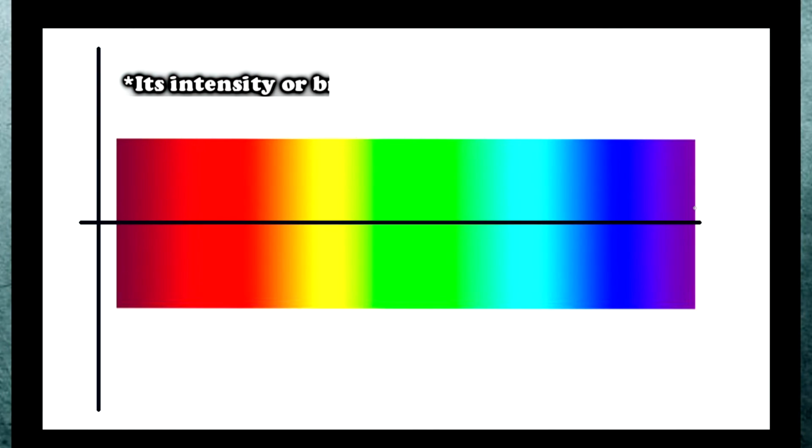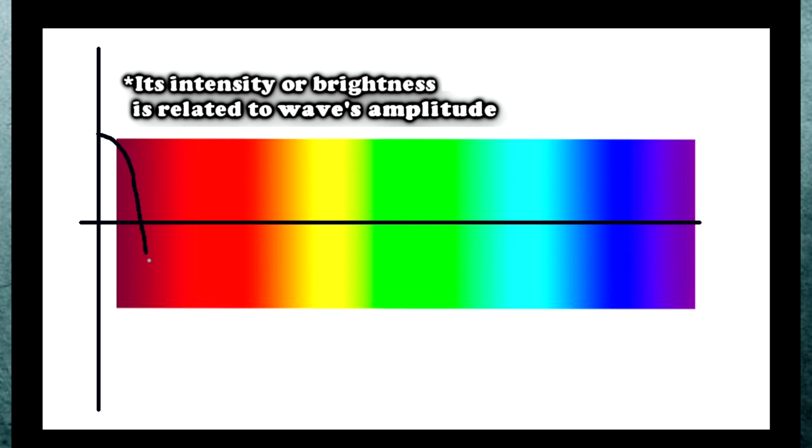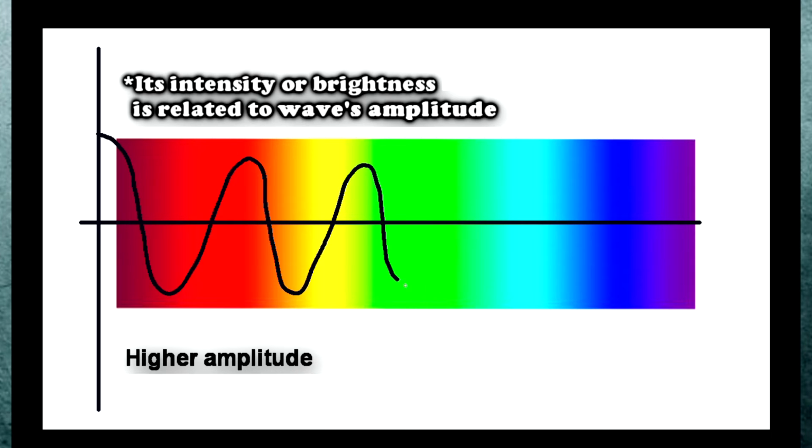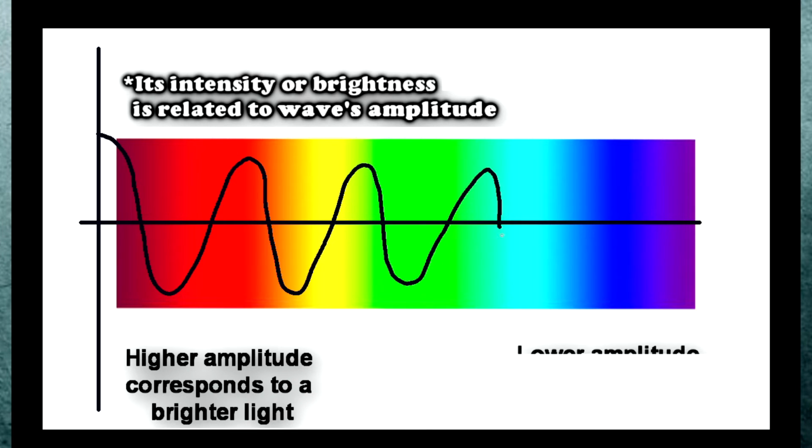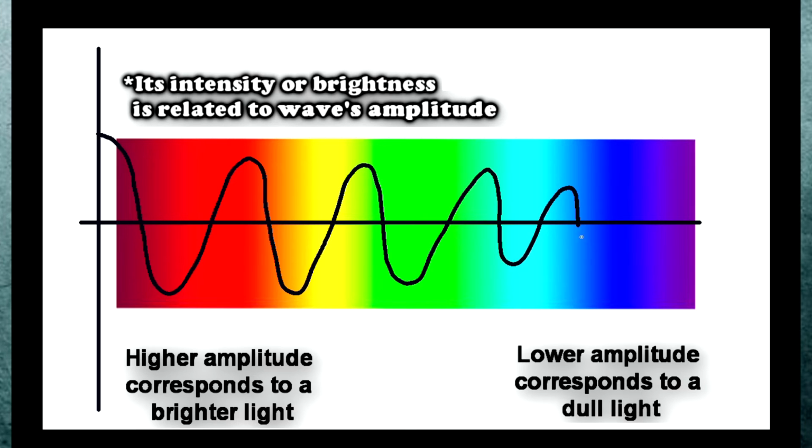Its intensity or brightness is related to the wave's amplitude. The height of the amplitude tells the brightness of light. Thus, the higher amplitude corresponds to a brighter light, while lower amplitude corresponds to a dull light.